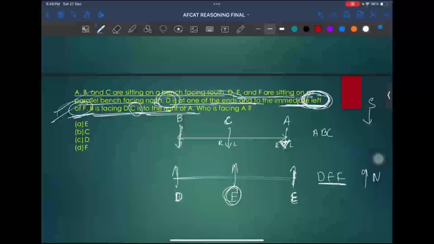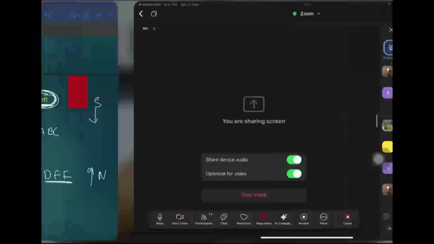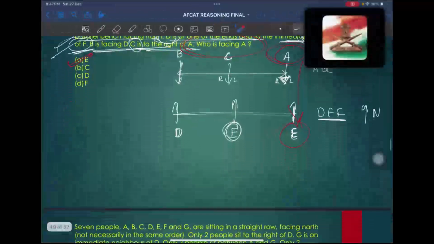And the question is asking who is facing A. Who is facing A? So the question is asking who is opposite of A. Opposite of A is E. Everyone got the answer? Like everyone understood this? First, let's move on to the next question.